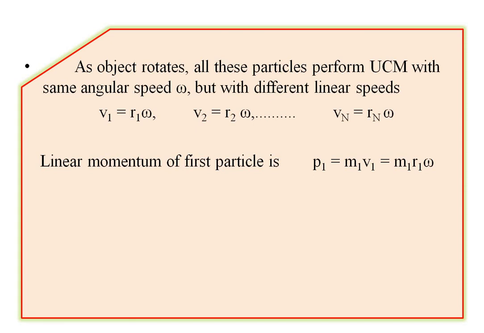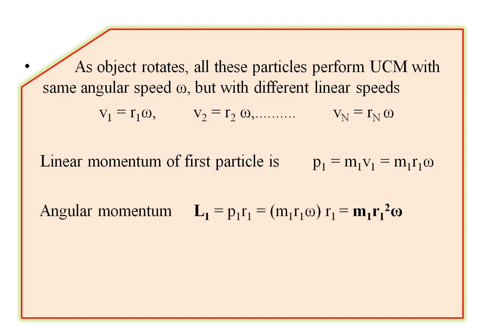So we have to calculate the linear momentum of the first particle. We know the formula for momentum, that is mass into velocity. For the first particle, the equation is p1 is equal to m1 into v1. We know the v1 relation, that is v1 is equal to r1 times omega. Putting this value in the equation, we get the new relation, p1 is equal to m1 r1 into omega.